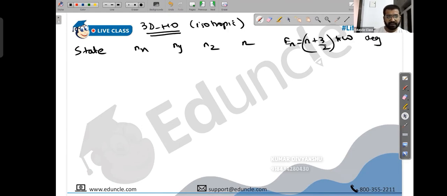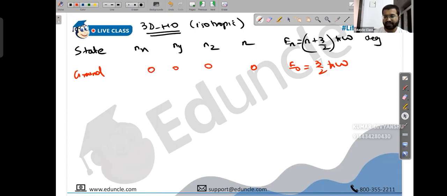Okay. So to start with the ground state, the value of n will be 0. So the value of E0 will be 0 plus 3/2, that's 3/2 ħω. Here nx, ny, nz are all 0. That's it. It's a non-degenerate state. Degeneracy is only 1.